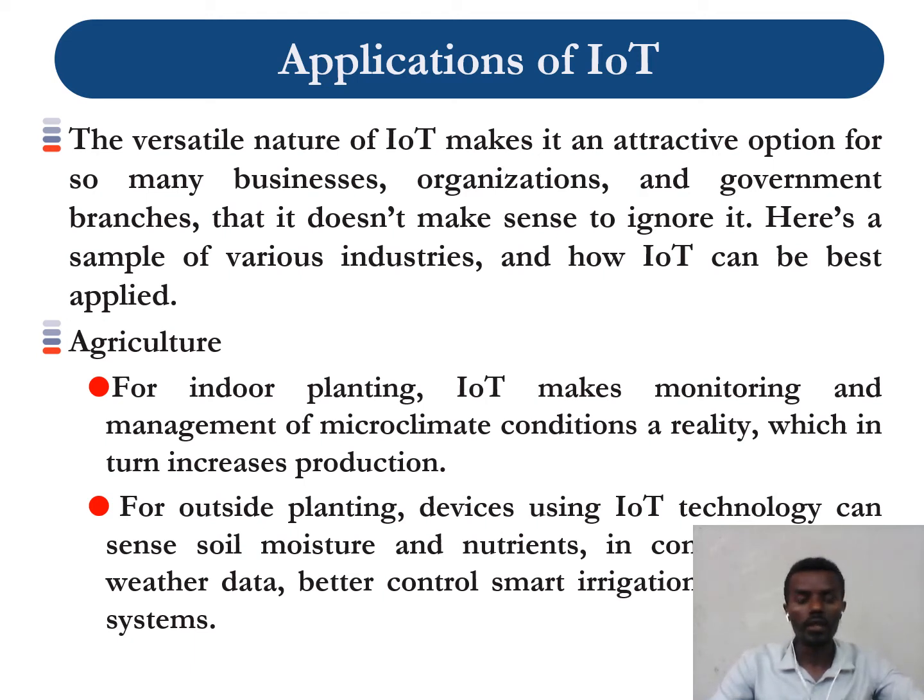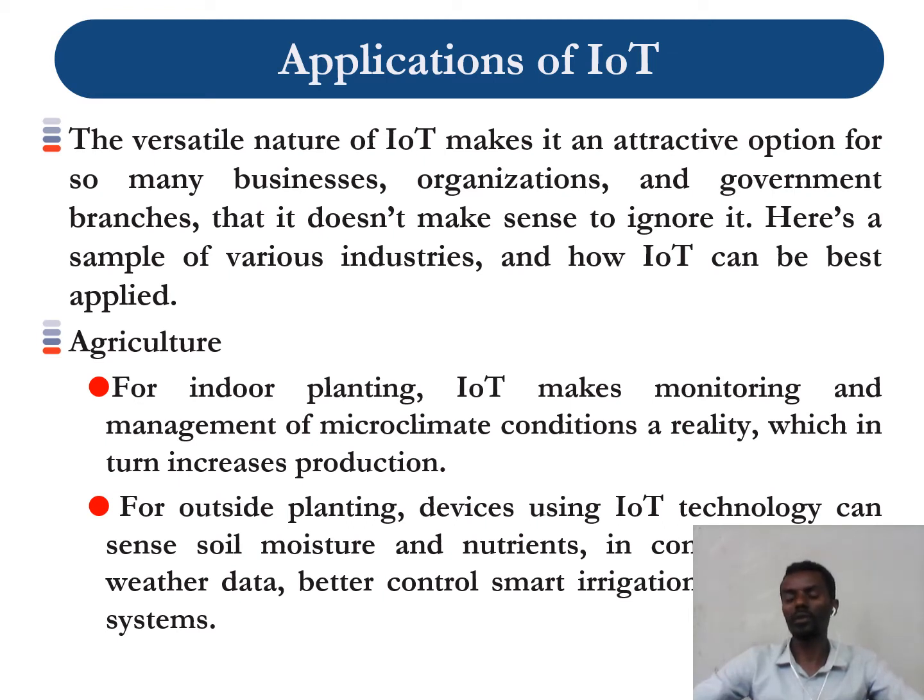Okay, so we can use the IoT, or Internet of Things, everywhere the applications or areas are suitable for it. To give some examples, you can use the IoT in agriculture. For example, in indoor planting areas, IoT makes the monitoring and management of microclimate conditions a reality, which can increase production.